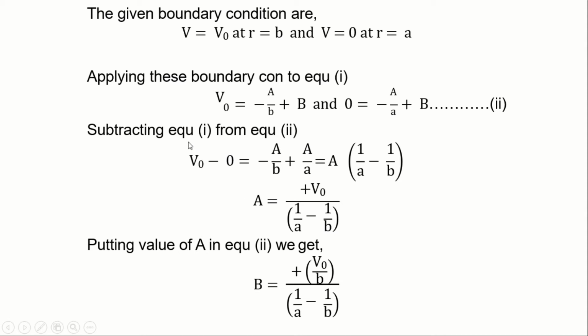To get this, we actually have to subtract these two equations. V0 minus 0 is equal to minus A by b plus A by a, which is equal to A into 1 by a minus 1 by b. This is simply mathematics. Now if we put this value over here, then we can get the value of the constant B. So these are the equations for A and B.